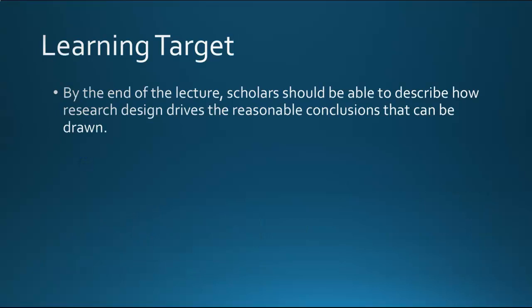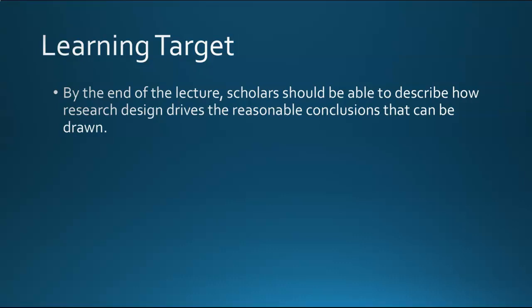The learning target for today's lecture is that you should be able to describe how research designs reasonable conclusions that can be drawn. In English, what you need to be able to do is to explain how the decisions that a scientist makes when they design an experiment limit or expand what conclusions can reasonably be drawn based on the results of that experiment. To do this, we'll be looking at how experiments can be useful in determining cause and effect, the ways in which controls on experiments reduce the possible alternative explanations.